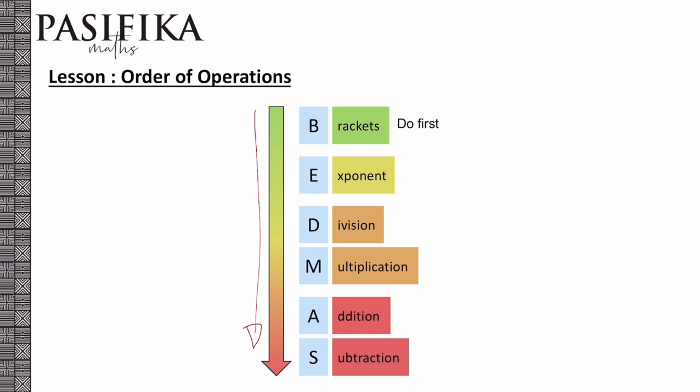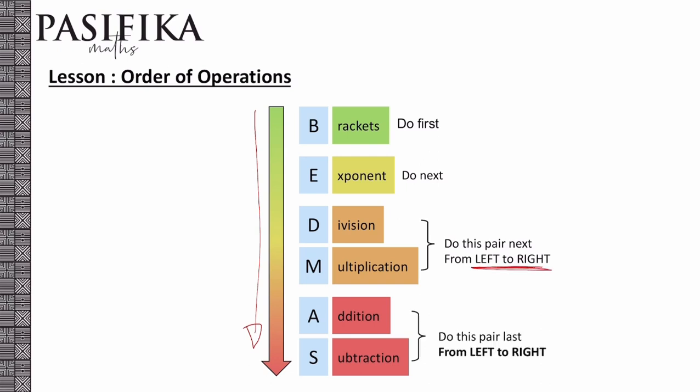Now we need to do the brackets first. After we've done the brackets, we need to see if the problem has any exponents in it. After that, we can do division or multiplication. We can work on it from left to right. And the same thing applies with addition and subtraction. We can work on it from left to right. And it is the very last thing that we do.